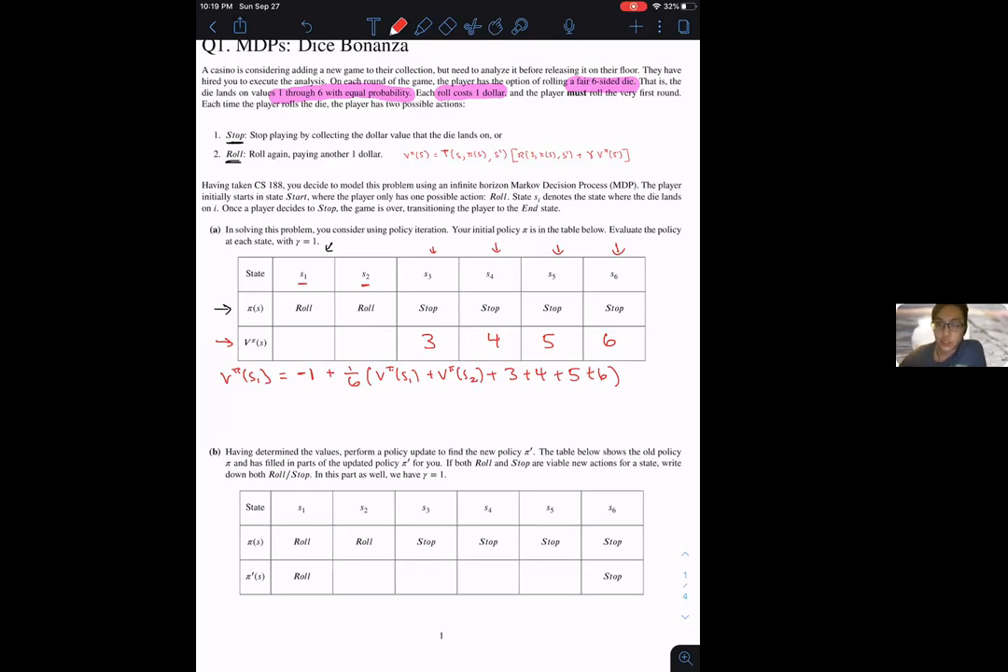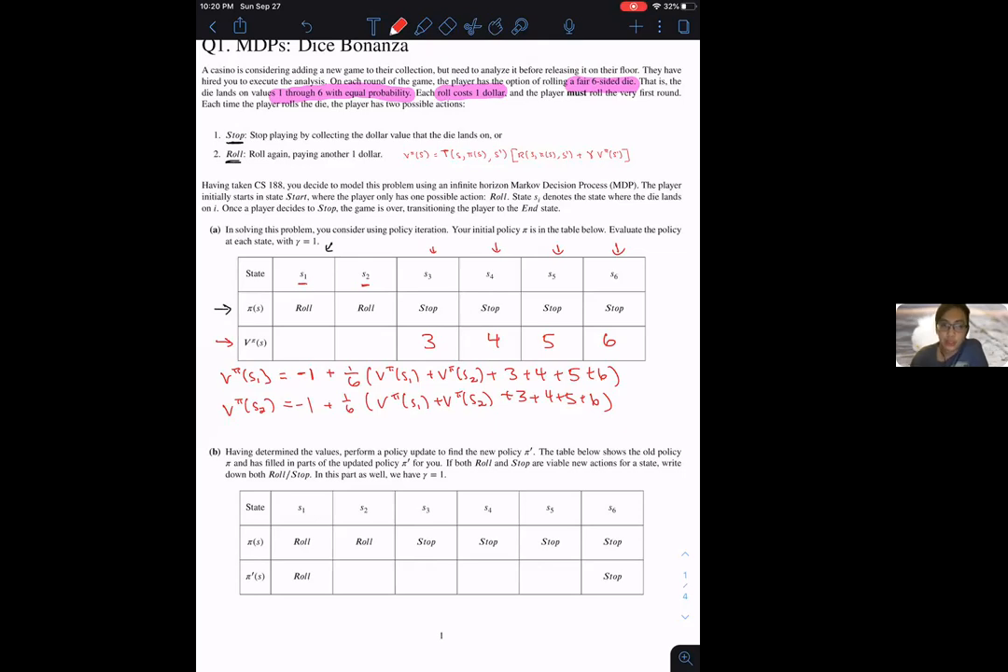And similarly, we can set up another equation of the sort for V pi of s2. For V pi of s2, we can do the exact same thing, where we have -1 reward plus 1/6 times V pi of s1 plus V pi of s2 plus 3 plus 4 plus 5 plus 6. If you notice, the expected reward for each of those would be the same because we're just rolling the die and we could get any outcome.